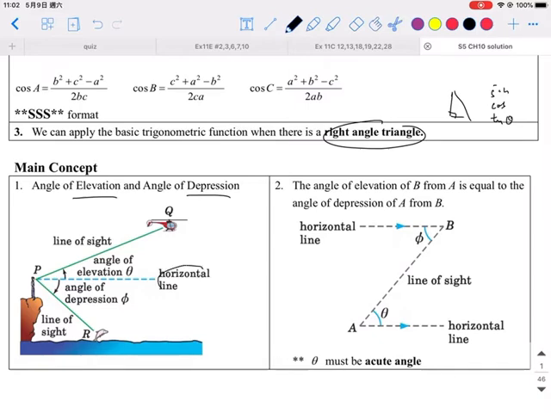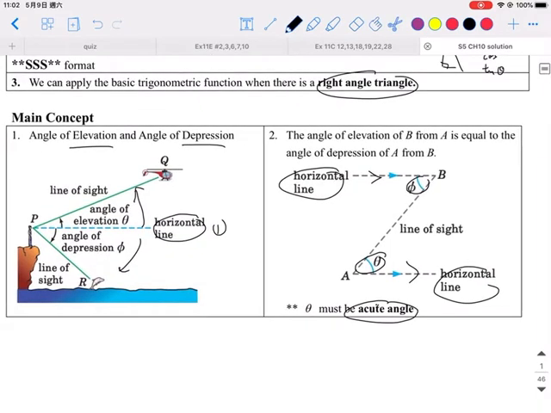We learned it in secondary 3. First of all, we have a horizontal line, and the angle you look above the horizontal line we call the angle of elevation, and the angle below the horizontal line we call the angle of depression. Since the horizontal lines are parallel, the angle of depression is equal to the angle of elevation, and theta must be an acute angle. For example, if the angle is more than 90 degrees and this is an angle of elevation, then you will change the direction to theta 1 here.